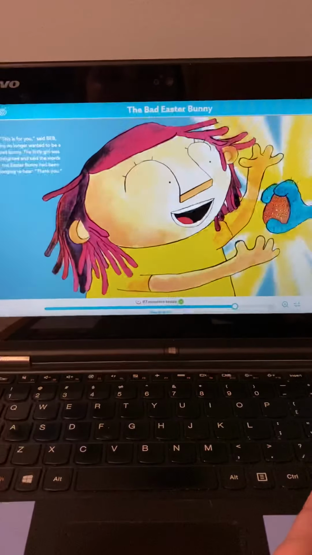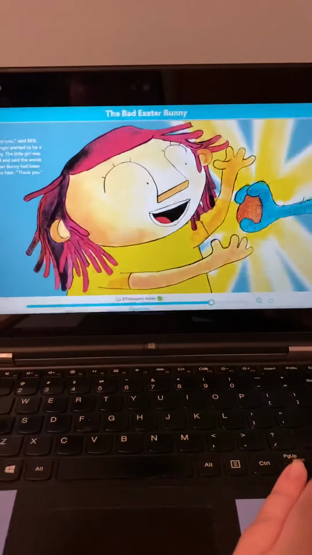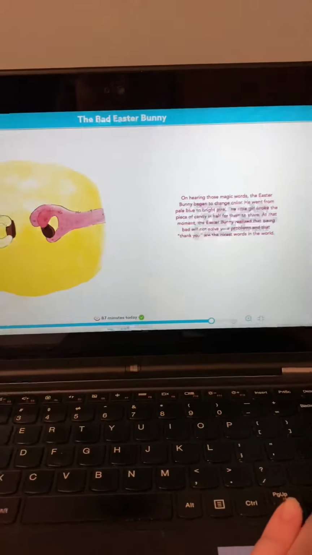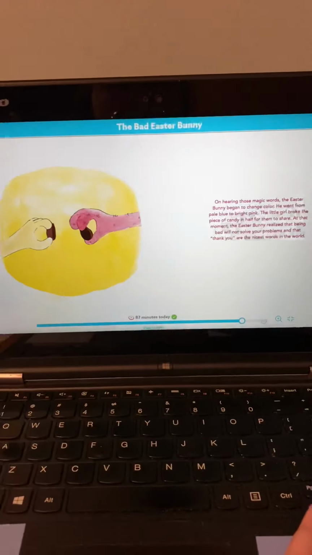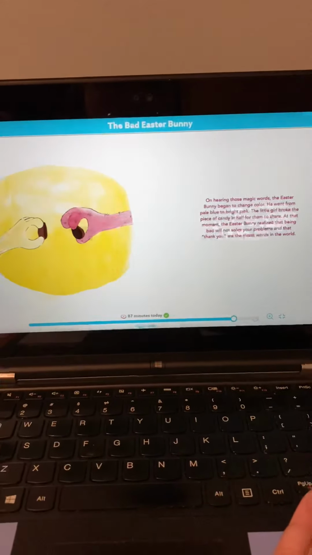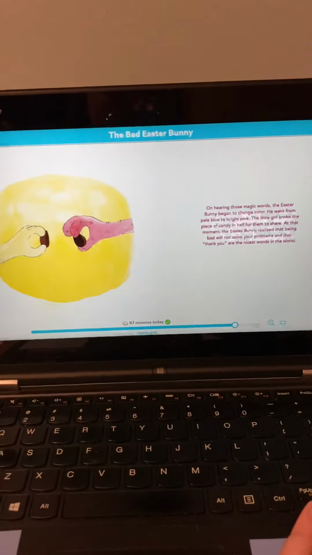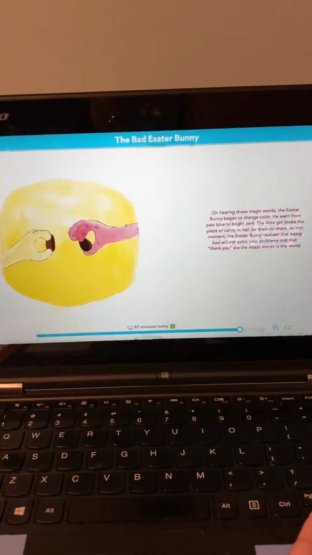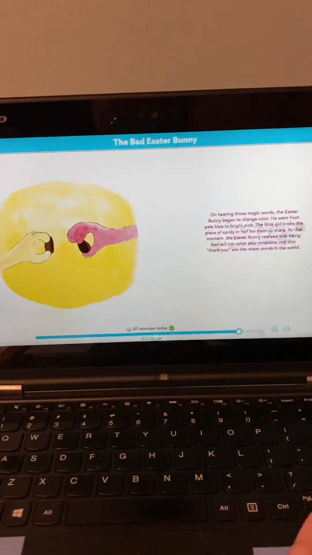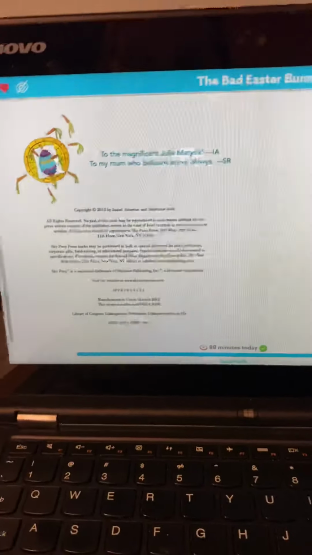The little girl was so delighted and said the words that the Easter bunny had been hoping to hear. "Thank you." On hearing those magic words, the Easter bunny began to change color. He went from pale blue to bright pink. The little girl broke the piece of candy in half for them to share. At that moment, the Easter bunny realized that being bad will not solve your problems, and that thank you are the nicest words in the world. The end.